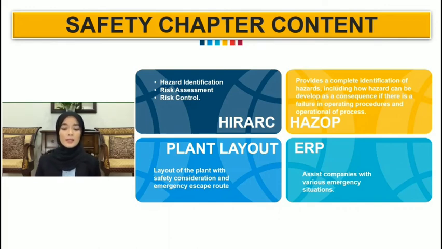So ERP assists companies with various emergency situations. For example, in case of emergency, who is the person to be contacted, what is the procedure when an emergency happens, and then how to reduce the risk and what resources to use to minimize the risk.